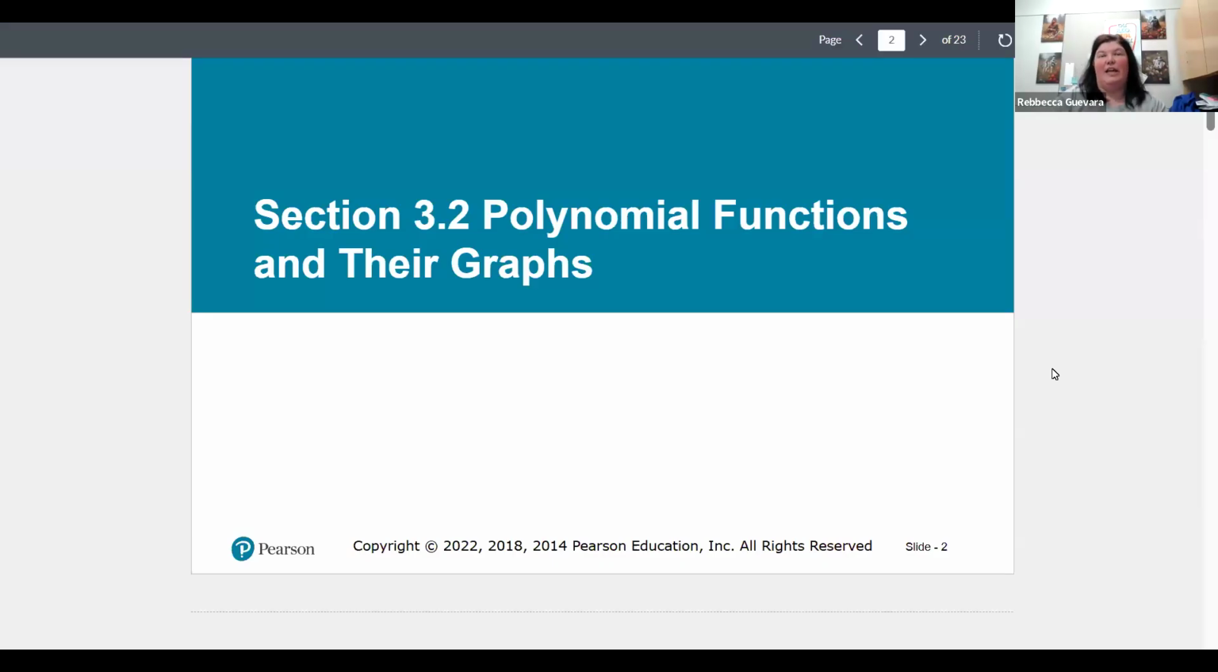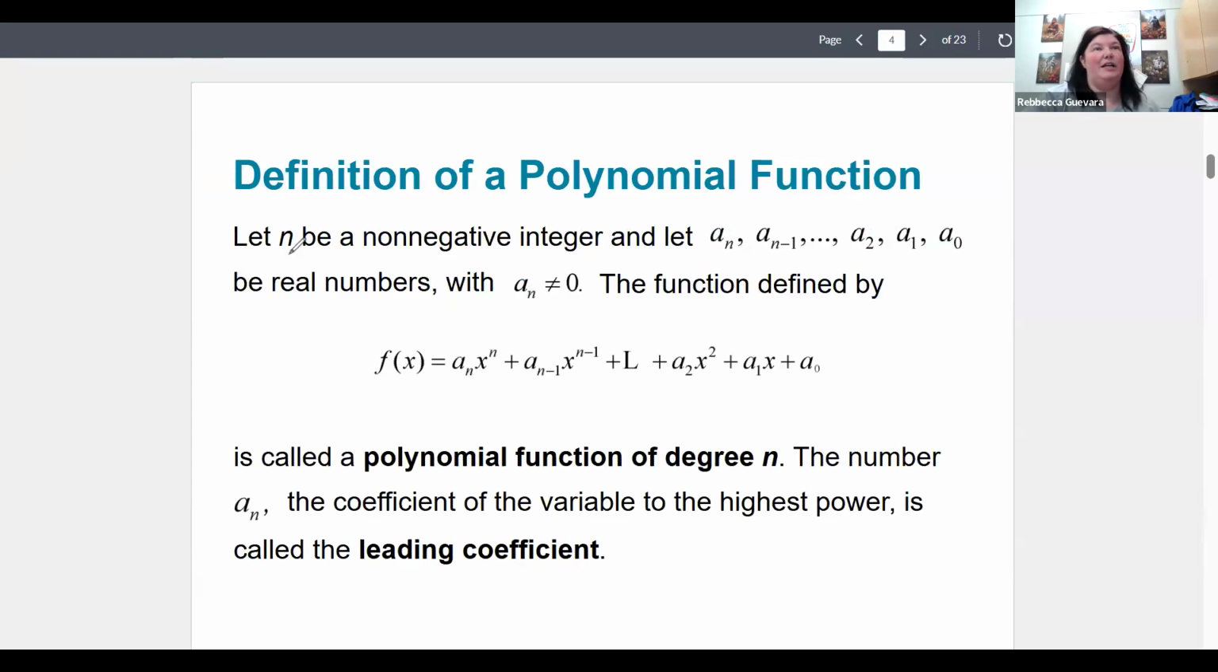We're going to start looking at polynomial functions. So believe it or not, your quadratics are actually a subset of your polynomials. Our definition of a polynomial is that we're going to have n be a non-negative integer.